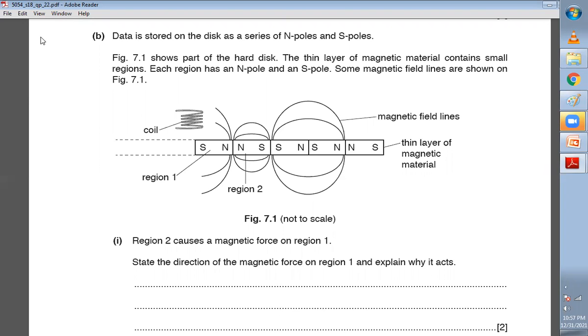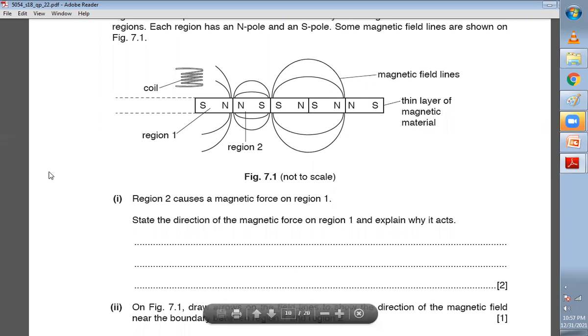So here you have that layer of magnetic material. It has region 1, this is region 2, this is region 3, region 4. Every region has its north pole and south pole, so obviously they have their magnetic lines. These are magnetic lines showing up here. Region 2 causes a magnetic force on region 1. State the direction of the magnetic force on region 1 and explain why it acts.